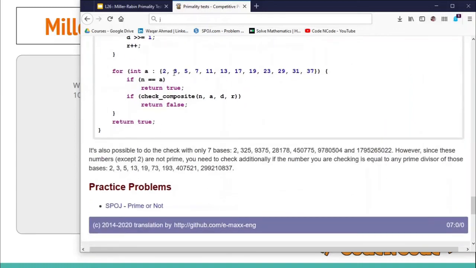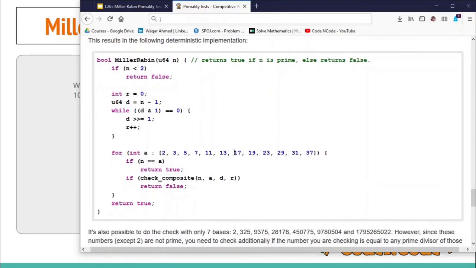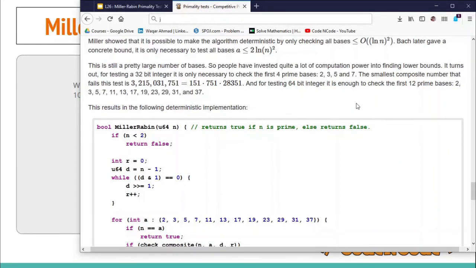So here you can see the modified version. Instead of randomly choosing a base, we are testing with the first 12 prime numbers: 2, 3, 5, 7, 11, and so on. Testing with these 12 prime numbers would guarantee you 100% that the given number is prime or not, if you are working with a 64 bit or less, or 32 bit integer.